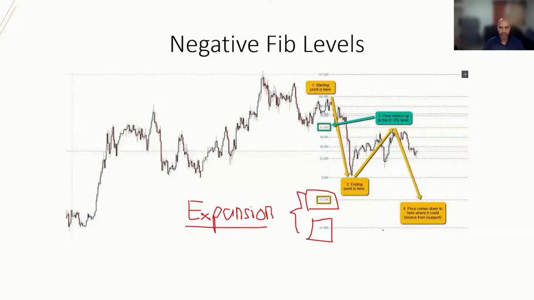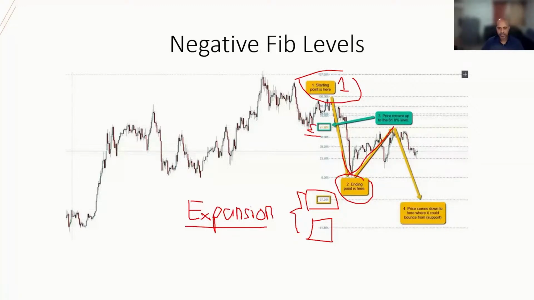Now, how can we use these expansion levels? Well, first, you can see we started this retracement from point 1 here, and we ended at point 2. And we can also see 50% is here. For the negative levels to function as significant support levels, we actually need to see price retrace up to at least 50 to 61.8%.